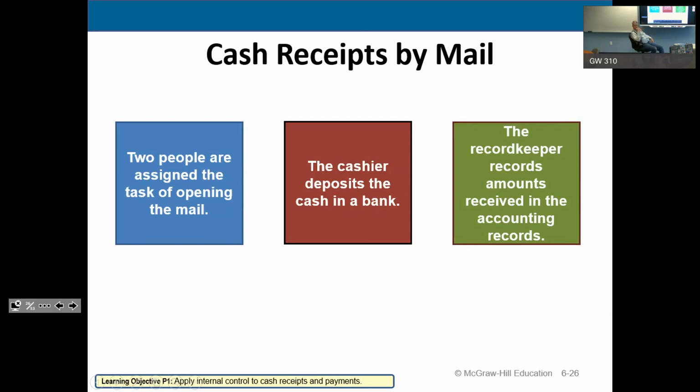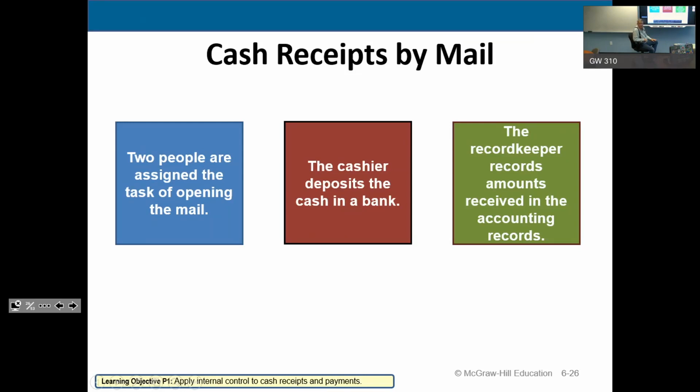It's a matter of procedure. Right? And P.S., the procedures are there because I can't be trusted. So what we've got to do is the two of us open it together. I say, you see what we got here, right? The cashier deposits the cash in the bank. Record keeper records the amount received.